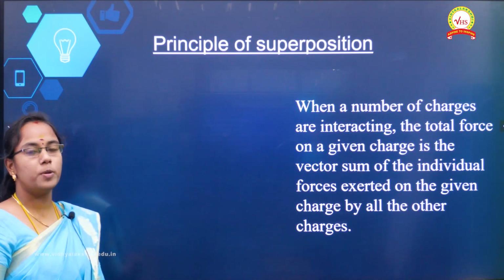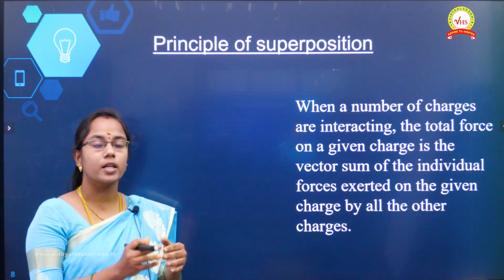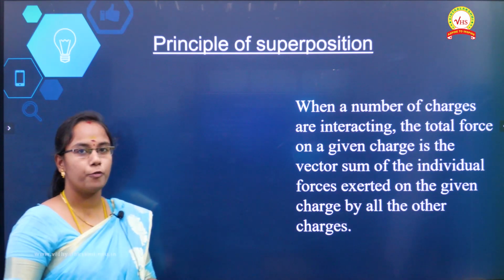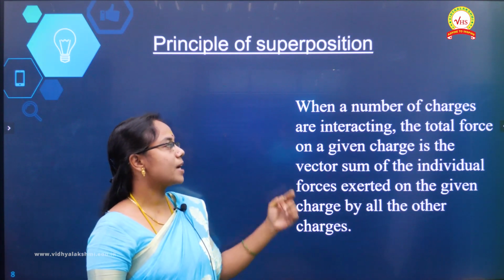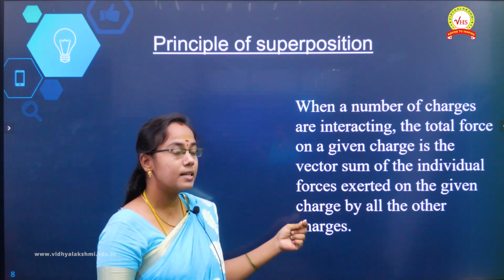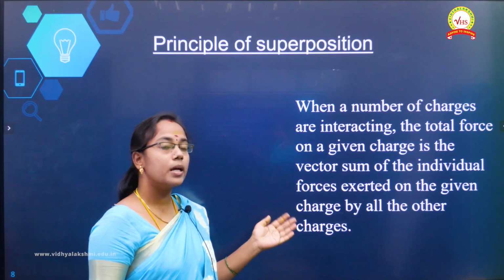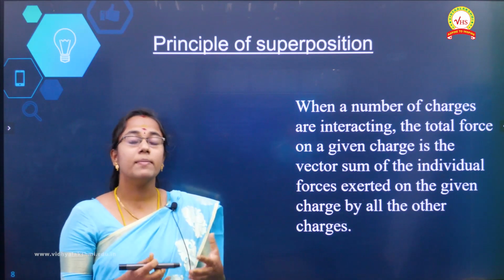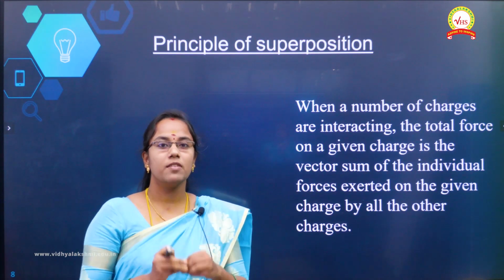Okay, principle of superposition. When you have n number of charges, whatever the force acting on a charge can be identified using this principle of superposition. The statement says, when a number of charges are interacting, the total force on a given charge is the vector sum of the individual forces exerted on the given charge by all the other charges. So it's very clear from the statement: the total force acting on the charge will be the addition of the individual forces.